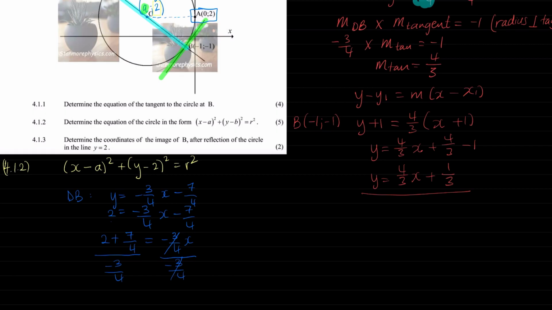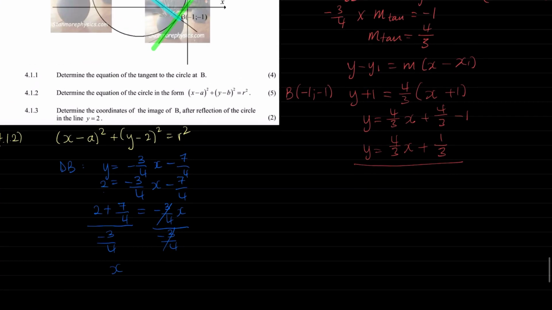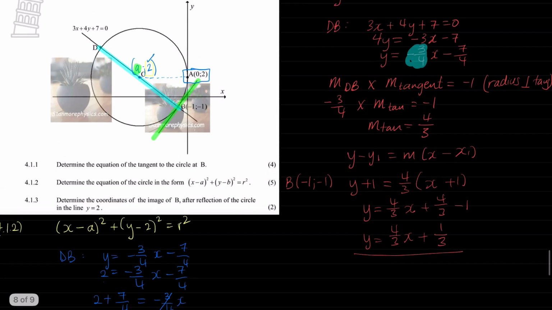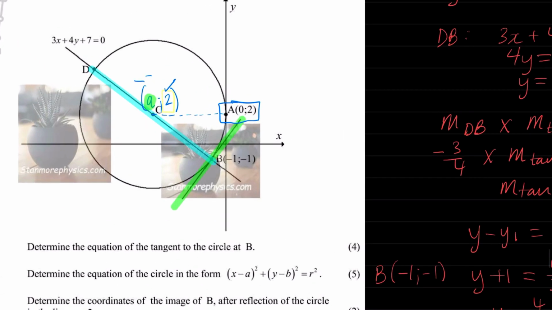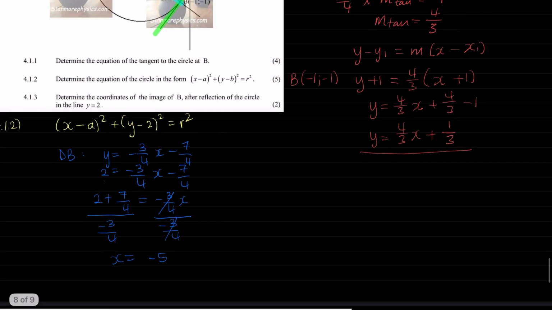That's going to cancel. And so I'm going to get x is equal to negative 5. So I got my coordinate. So A is negative 5. Now, I don't need to do anything fancy to work out the radius, because since this CA is parallel, I can actually figure out the radius. So if this is negative 5 and it goes up to 0, that means that distance, or that length, must be 5.